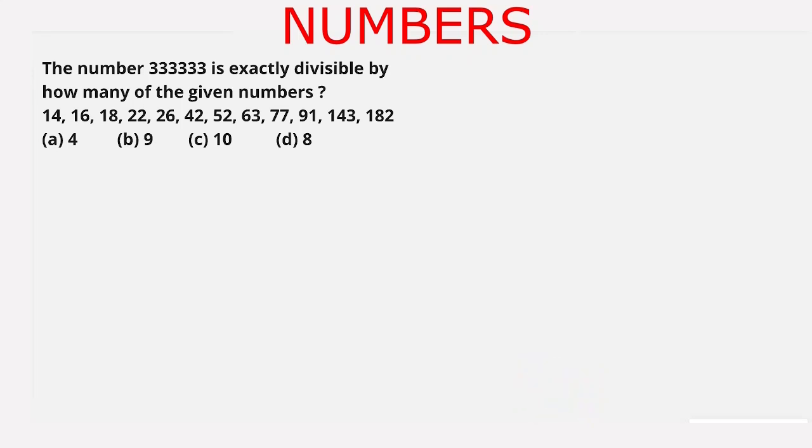As the number 333333 is a 6-digit number, repeating the digit 3 six times, and all such numbers are divisible by 3, 7, 11, 13 and 37. But this number contains all 3's, so it is also divisible by 9.